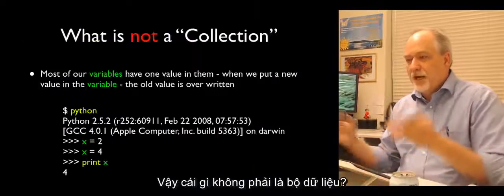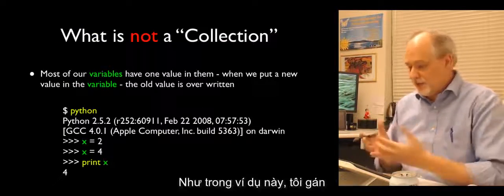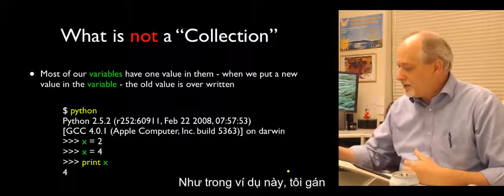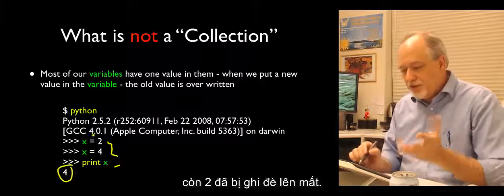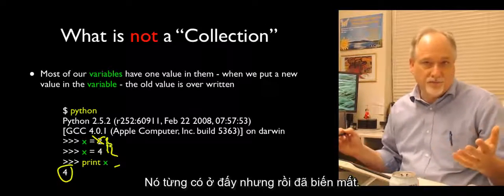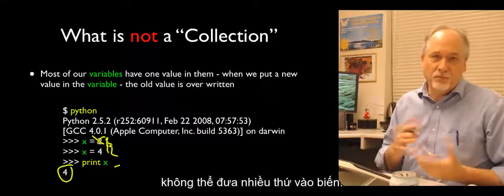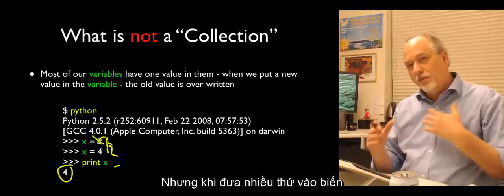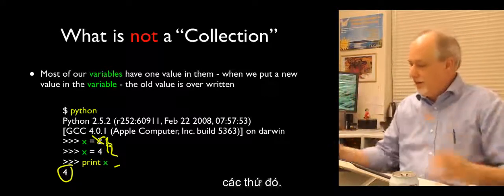So what's not a collection? Well, simple variables. Simple variables are not collections, just like this example. I say x equals 2, x equals 4, and print x. And the 4 is in there, and the 2 is somehow gone. It was there for a moment, and then it's gone. So that's a normal variable. They're not collections. You can't put more than one thing in it. But when you put more than one thing in it, then you have to have a way to find the things that are in there. We'll get to that.